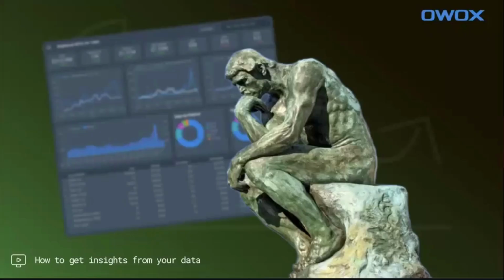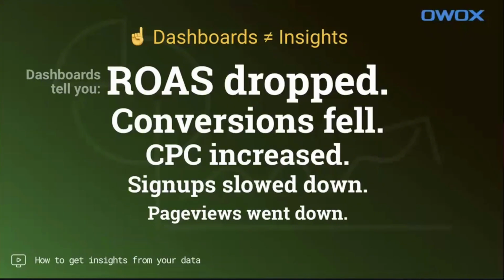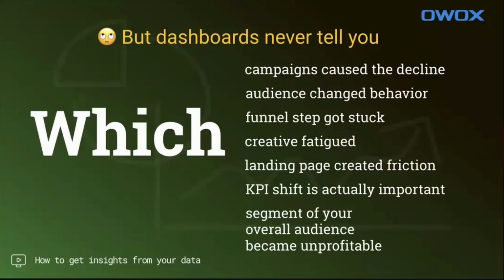And it's frustrating because dashboards look like they should answer those questions, but they do not. Dashboards tell you ROAS dropped, conversions fell, CPC increased, sign-up slowed down, page views went down, but dashboards never tell you which campaigns caused that decline. Sometimes they do, but in a very broad way.